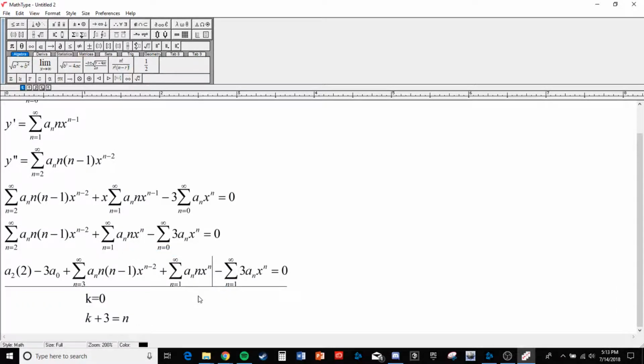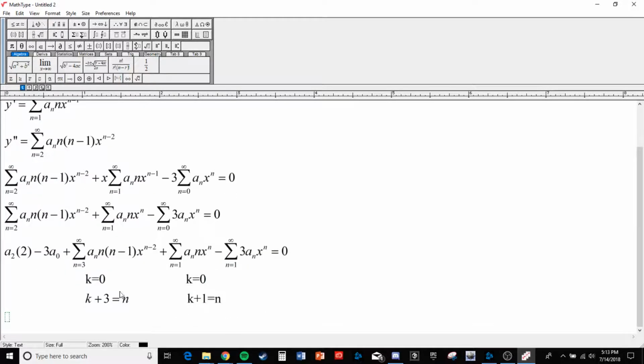And then it's just going to be the same thing with these two right here. This one starts at n equals 1. We can set k equal to 0, and do k plus 1 equals n. And this one can apply to both of these since they both start at n equals 1. Alright, so let's do that right now. Let's bring this down first.